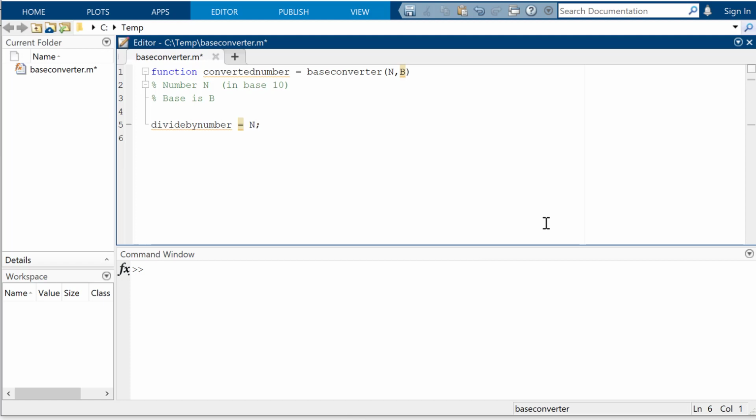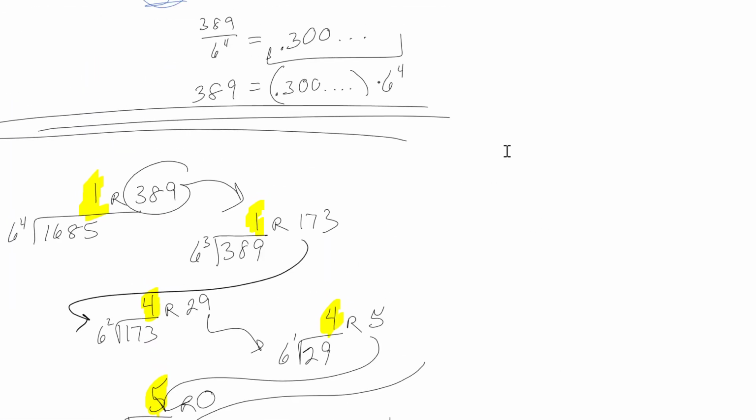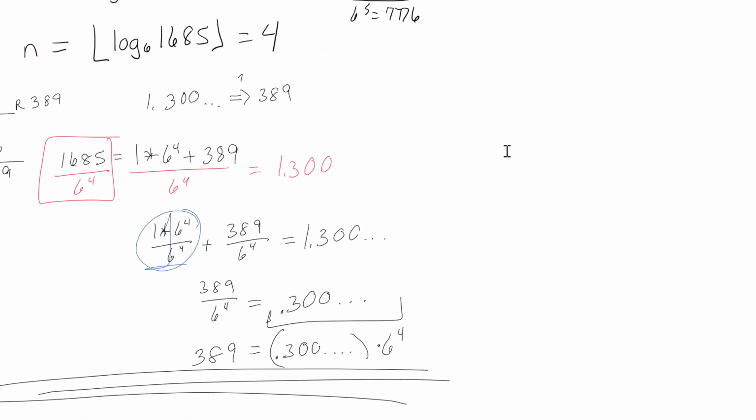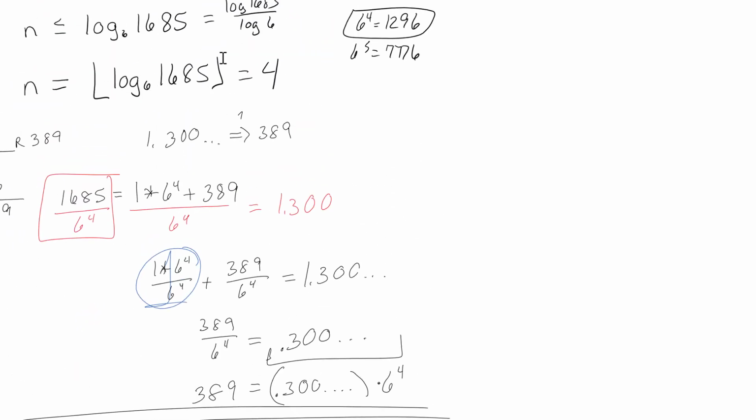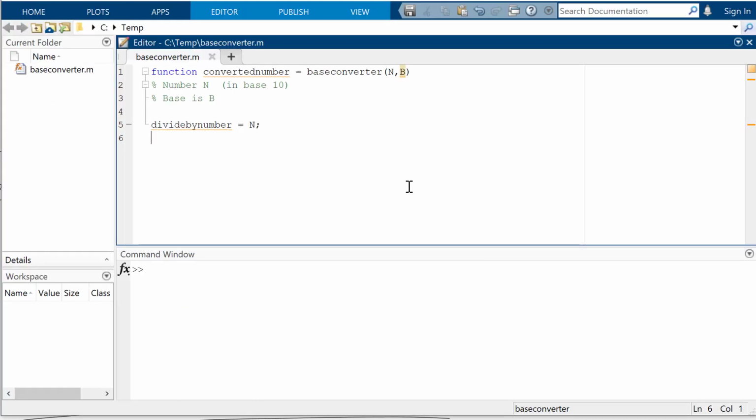All right. Then we've got to figure out what's the exponent we start with, and the exponent we start with is going to be that log base of the number, and then floor it. So my starting exponent, I'm using really long variable names here, is going to be the floor of the log of n divided by the log of b, or the log base b of n.